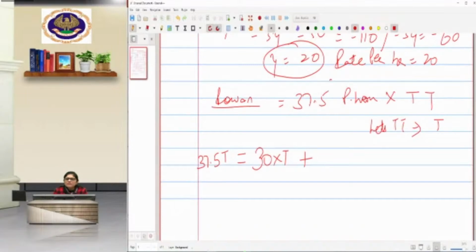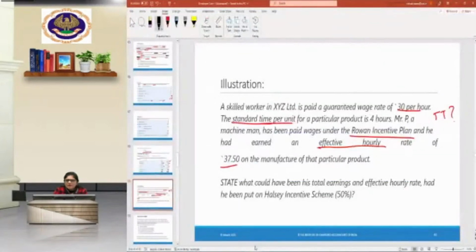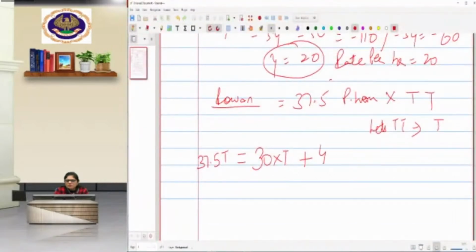Clear? So time allowed, we know time allowed is 4. If you can see here, time allowed is 4 hours. Standard time is 4 hours. So time allowed is 4 hours, minus time taken. We don't know time taken. So time allowed minus time taken will be time saved. Clear? Divided by time allowed.